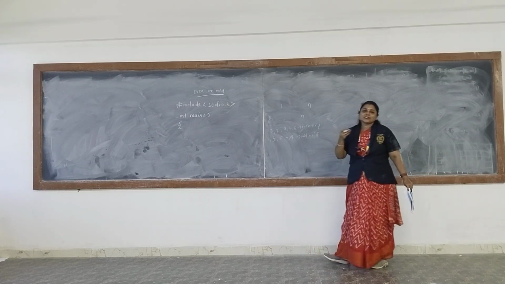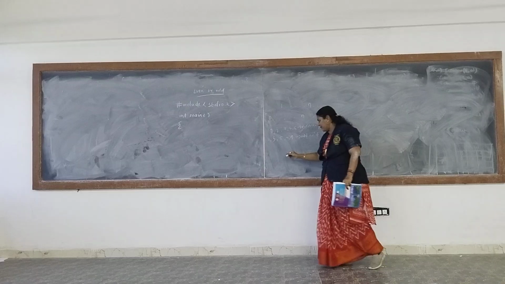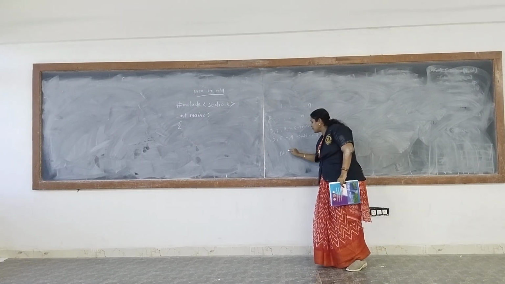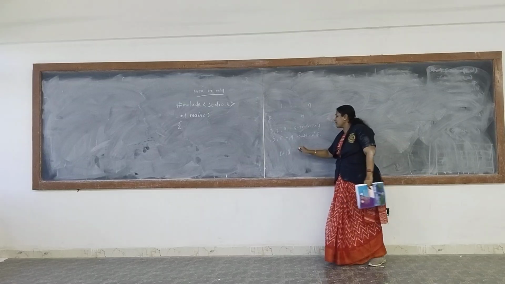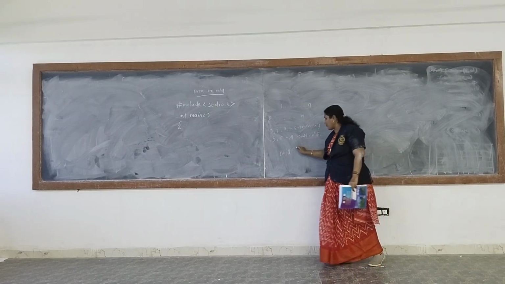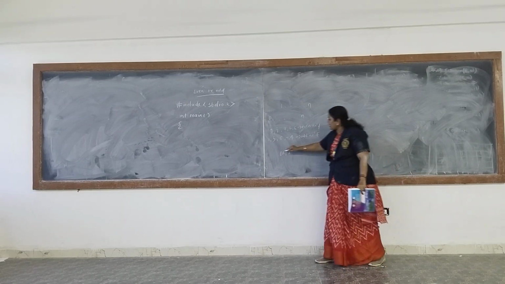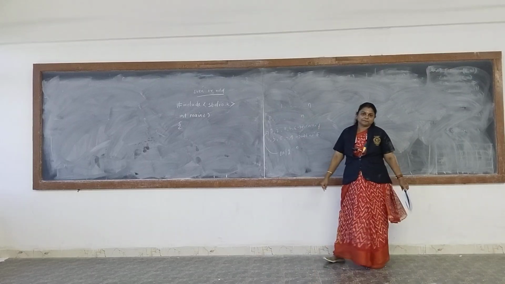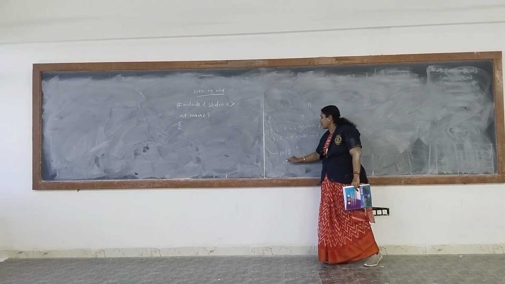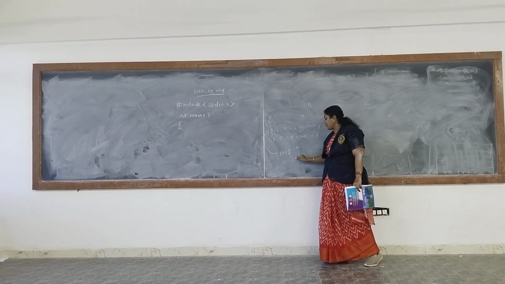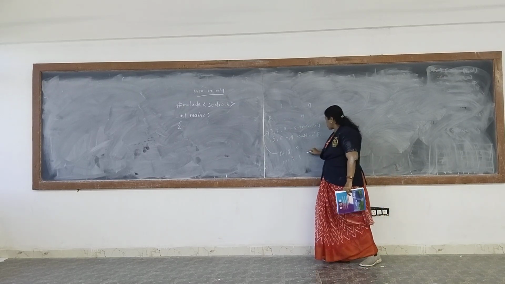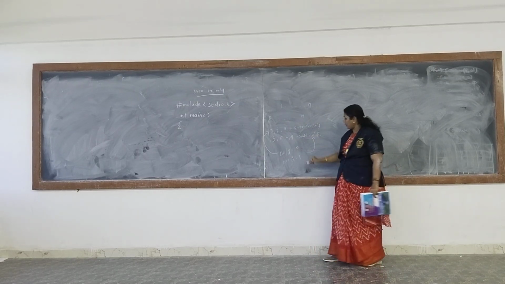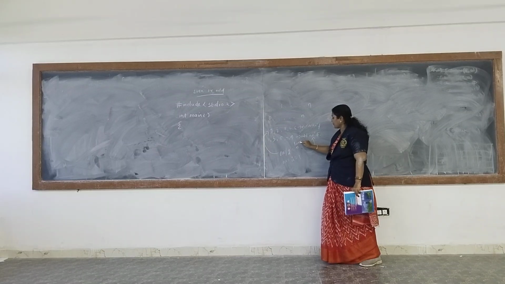Okay, so if the user gives any number that is divisible by 2, and you get the remainder 0, then it belongs to even number. Okay, so if the user gives any number that is divided by 2 and you get the remainder as 1, then it belongs to odd number. This is the remainder.